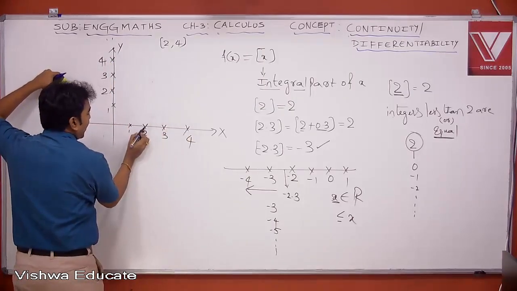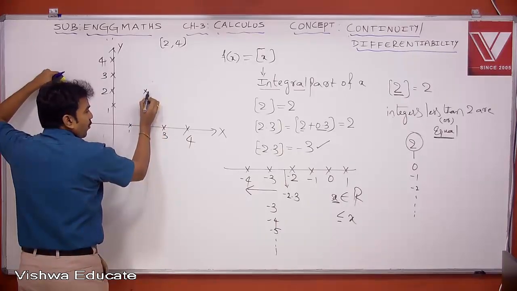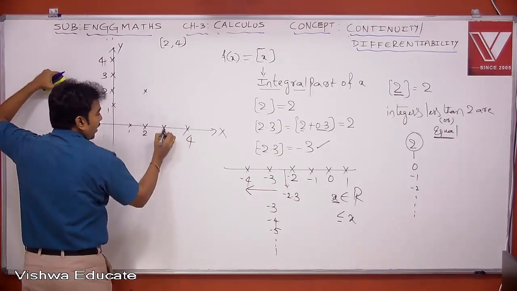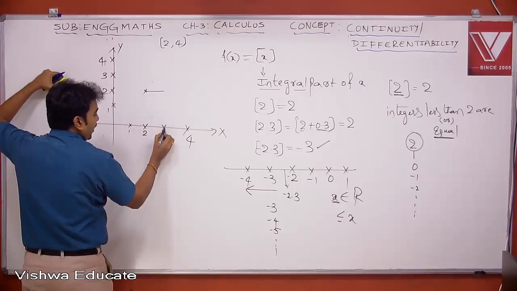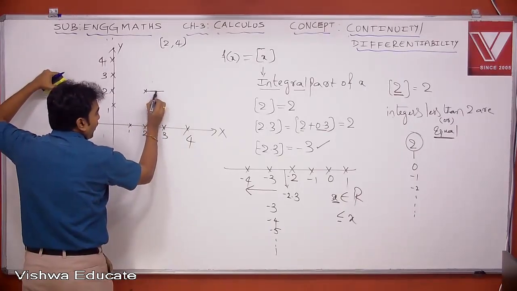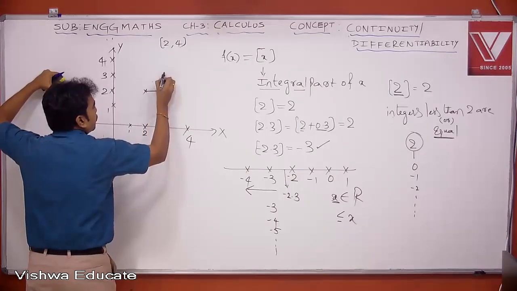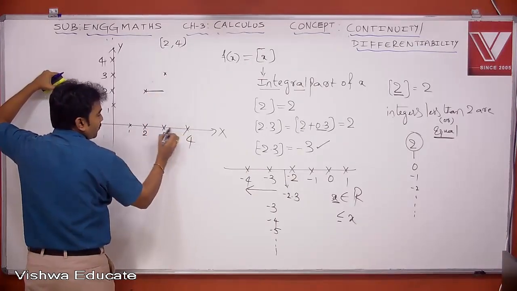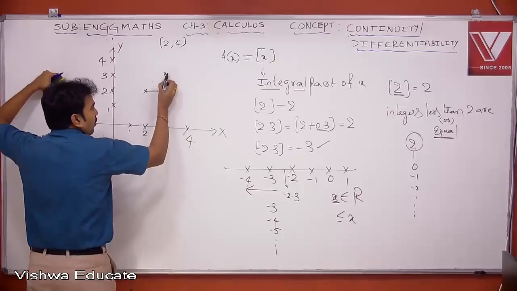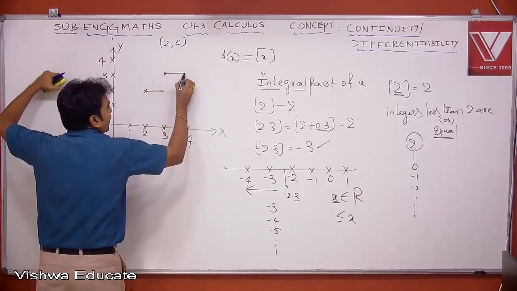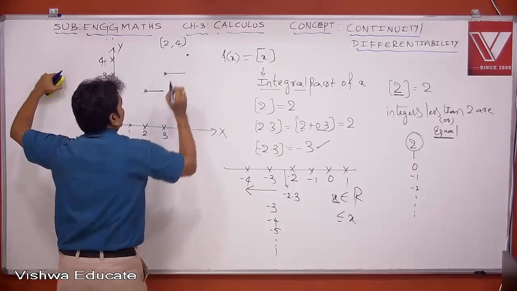2 to 3. Integral part of 2 is 2. So locate this. Integral part of 2.1, 2.2, 2.3 up to 3, the graph is 2. Before 3 the graph is a straight line parallel to x-axis. When it reaches 3, it jumps to this location. So from 3 to 4, integral part of 3 is 3, 3.1 is 3 only. Up to 4 it will be 3. But when it reaches 4, it jumps to this position.